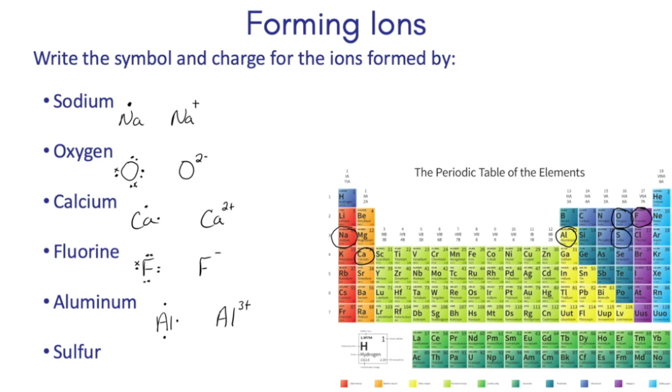Sulfur, which is here in group 16, will have 6 valence electrons. And we can see from this Lewis dot structure that it will gain 2, giving it 2 more electrons than protons, causing it to have a 2 negative charge.